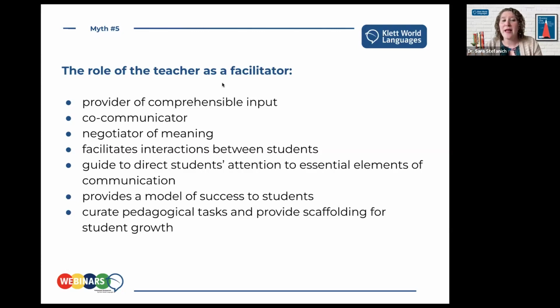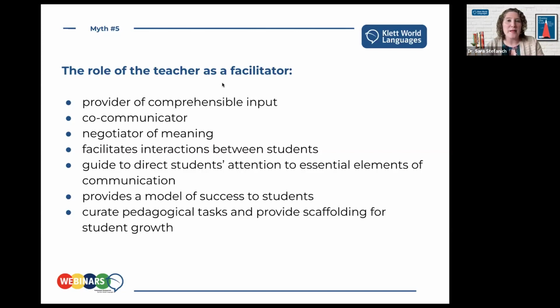And then the last one on the list here is the curation of pedagogical tasks and the provision of scaffolding for student growth. These activities don't exist in a vacuum. Teachers put them together, they build the curriculum, they make sure that there are multiple modes of communication, that we're not just focusing on speaking, that students are also writing, reading, and listening, that they're doing these activities to engage in some critical thinking and collaboration. And we provide scaffolding for students so that they can make their way down this path, right? I like to think of it as your student needs to cross the river. And if they cross the river, now they're at the next level of proficiency, whatever that might be.